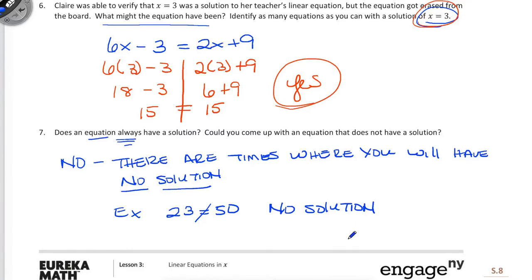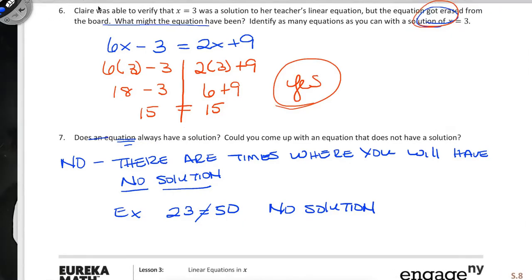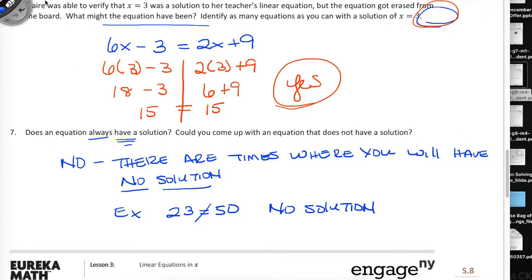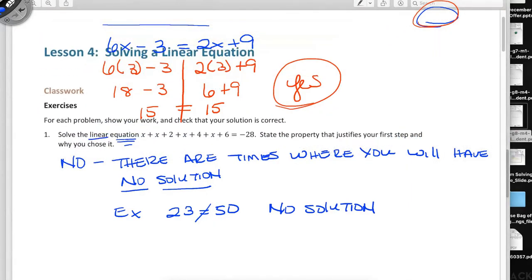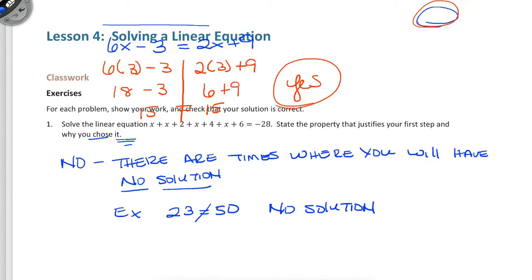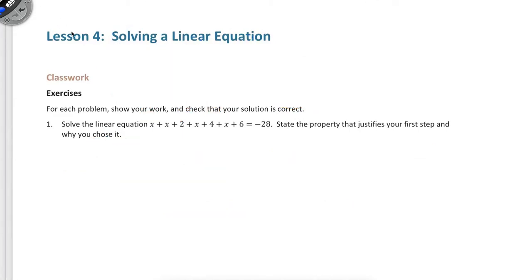All right. So now we're going to move to our lesson 4. I'm going to pull that up here real quick while you guys grab yours. All right, so lesson 4, solving a linear equation. So very similar to what we were just doing. Just this time, we're going to have a lot more steps and a little bit more math. All right. But stick with me and we'll get through it.